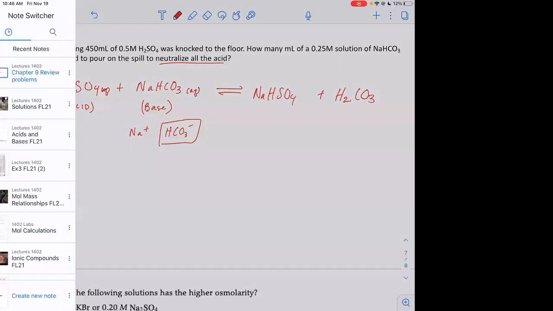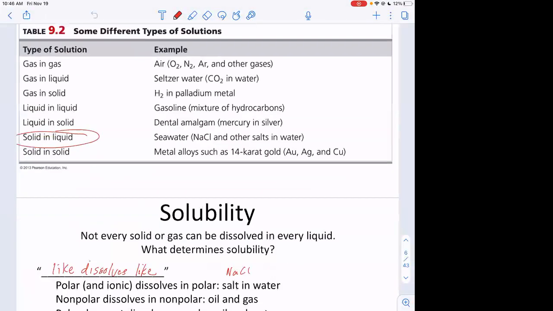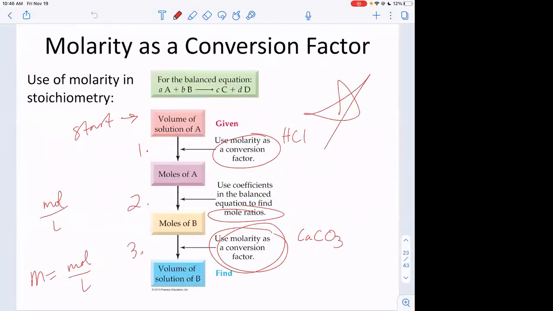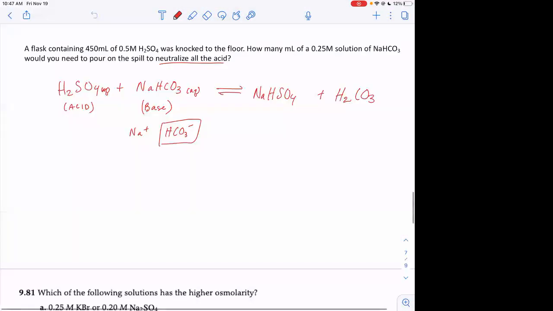So this problem is, oh, there it is, right there. Remember this thing? It's a 3-step problem. So you start with the volume of the solution. We were given a volume of solution. So 450 milliliters of H2SO4. Now what should we do?